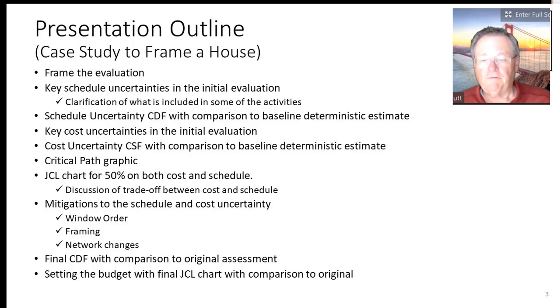And then we want to look at the final cumulative distribution chart and compare that to the original assessment. And then there's the process of, well, eventually we have to set a budget for this project using the final JCL chart.